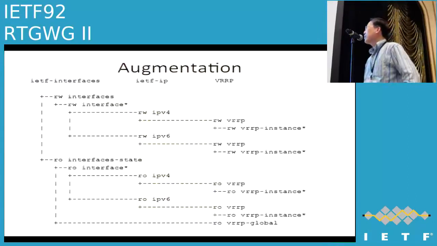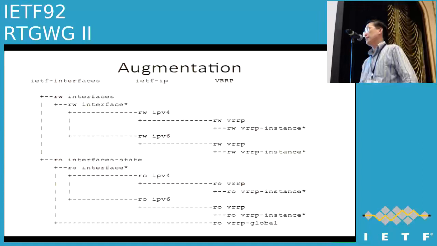The interface model provides two branches, the configuration branch and the state branch. On the top, we have the VRRP configuration, and at the bottom, we have the state branch. In the middle, the IETF IP model augments the interface and provides either V4 or V6 addresses, which is exactly what we need for VRRP, so that we'll have separate V4 and V6 VRRP instances.